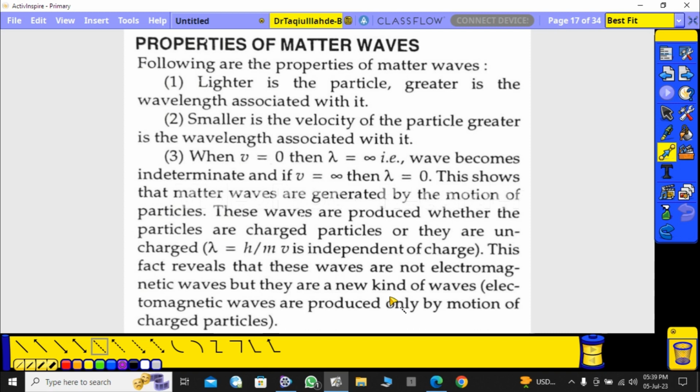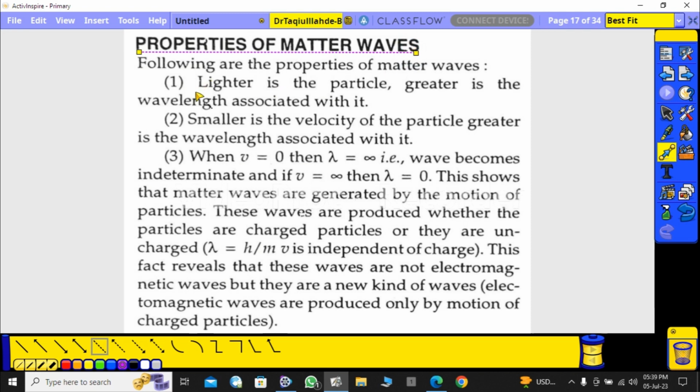Today, I'm going to explain about the properties of matter waves. In the last lecture, I explained the de Broglie hypothesis, so this is a continuation of the last lecture. Now here, I'm going to take this dotted line and this color. So, properties of matter waves. Following are the properties of the matter wave.